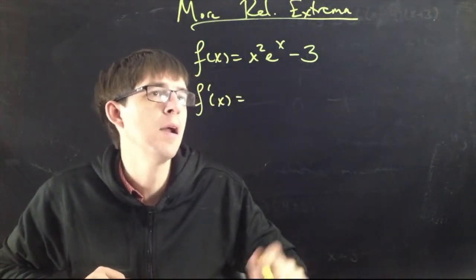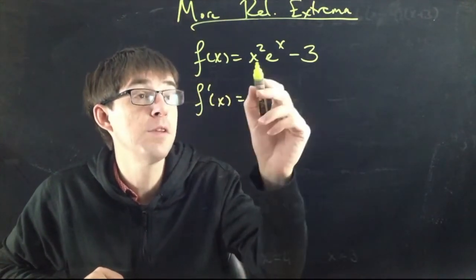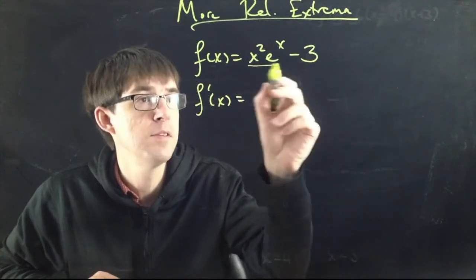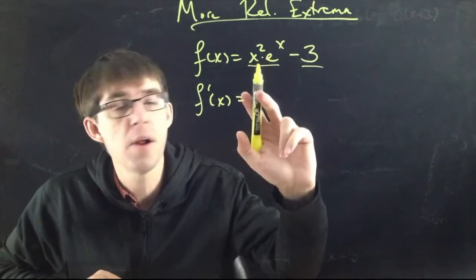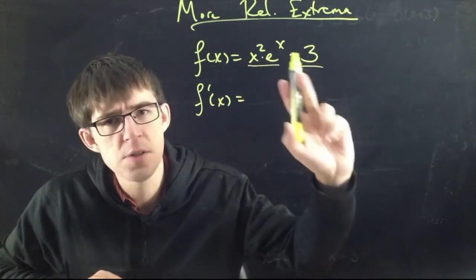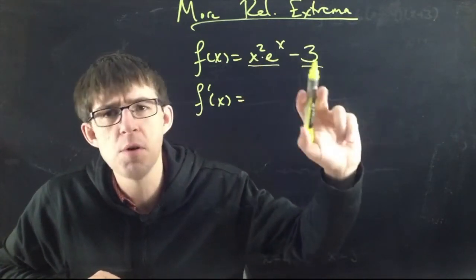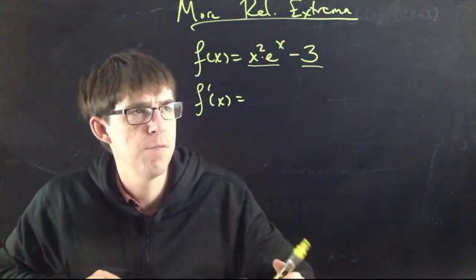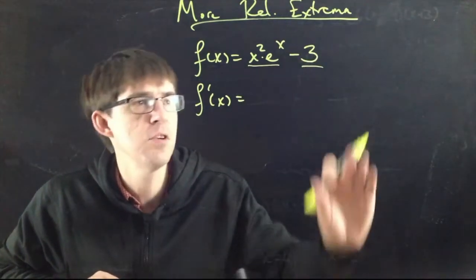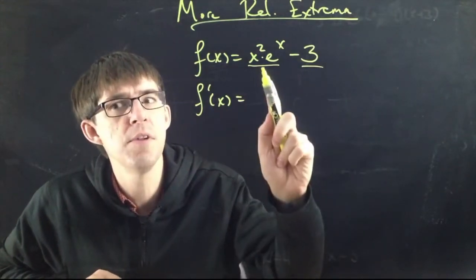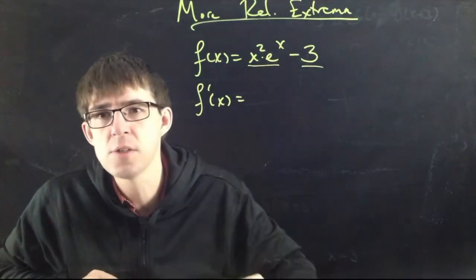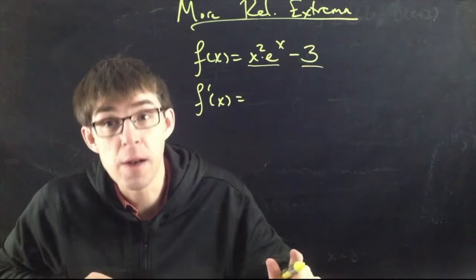All right, what do we got here? First of all, 2 things being subtracted: there's this part and that part. This part is a product, so I'm going to have to use the product rule here. The second part is just a constant, so it becomes 0 when you take the derivative. So this minus 3 will just disappear entirely. The entire derivative will be about this x squared e to the x, and we got to do the product rule.